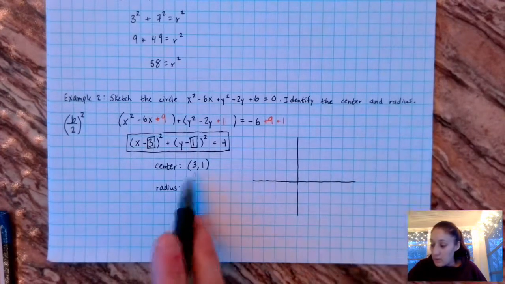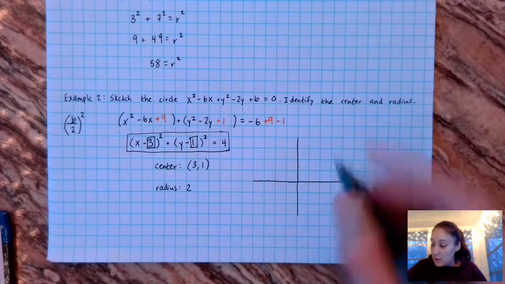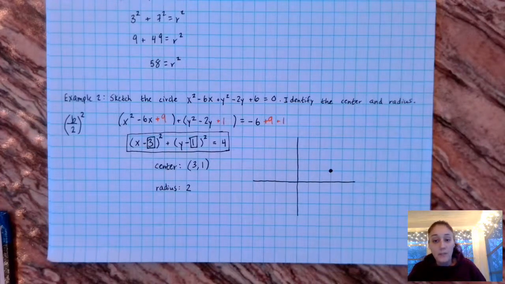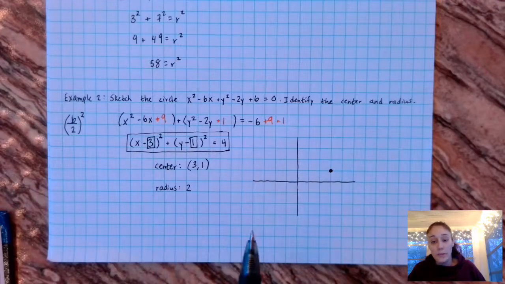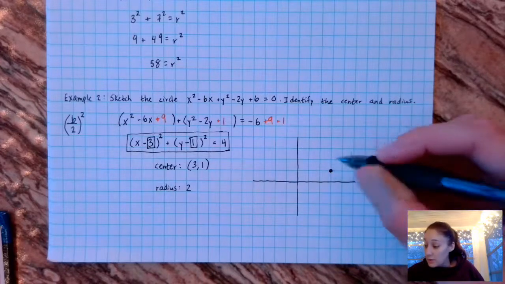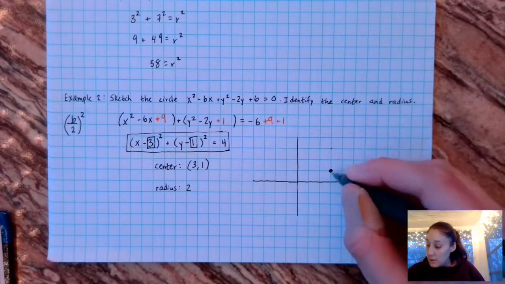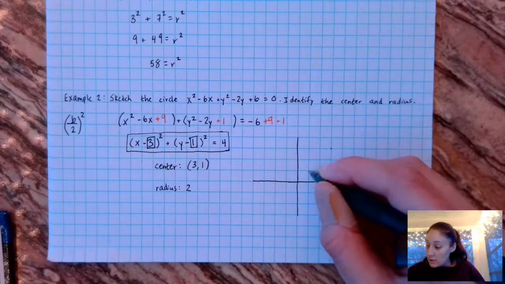What I want to do is I want to start at this point, the center. So positive 3, 1. Here's my center. Okay, and the easiest way to do this is to use the radius in all 4 directions, up, down, left, and right. So I'm going to go 2 units up, I'm going to place a dot there, 2 units down, 1, 2, 2 units to the right, and 2 units to the left.